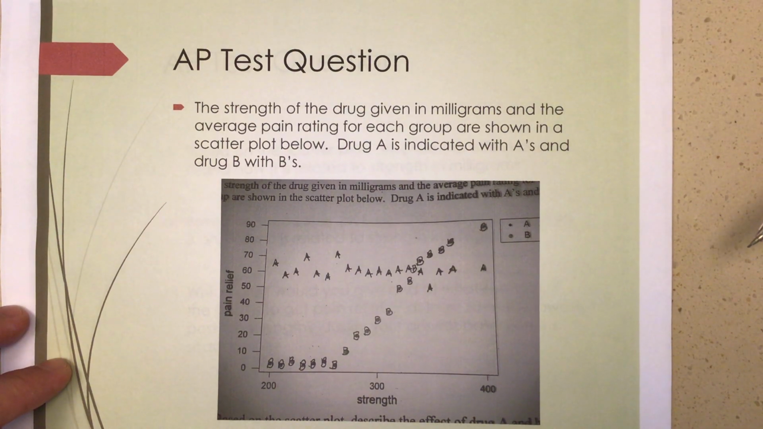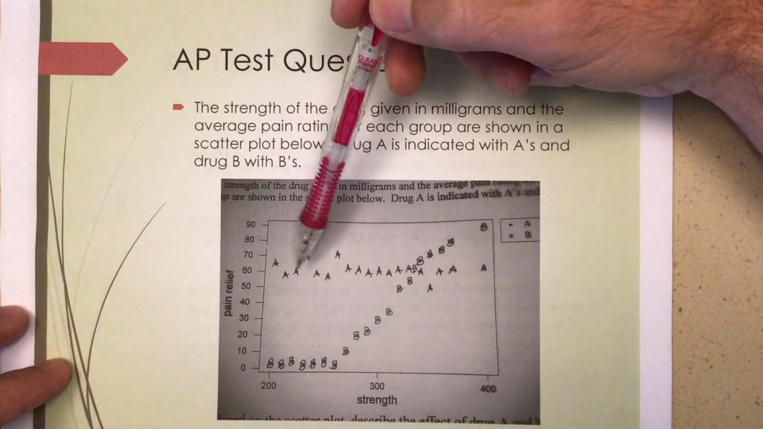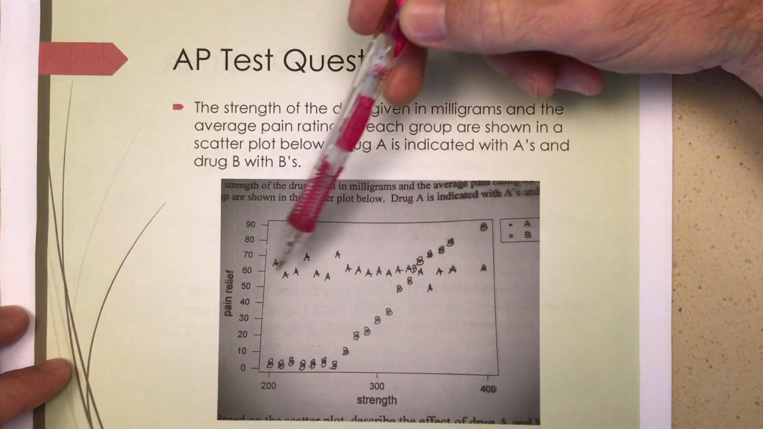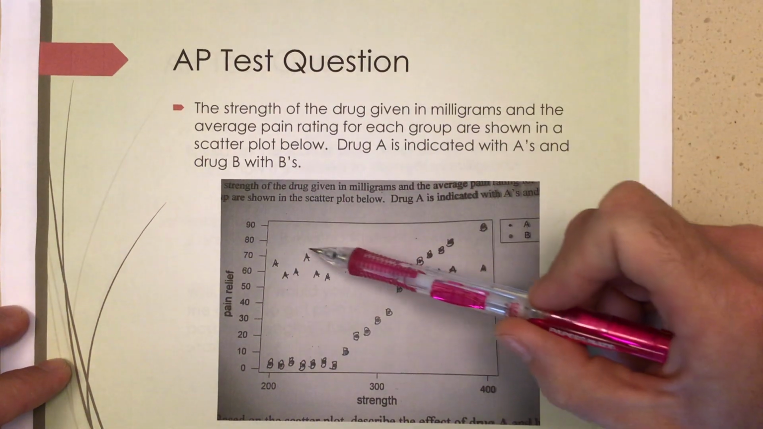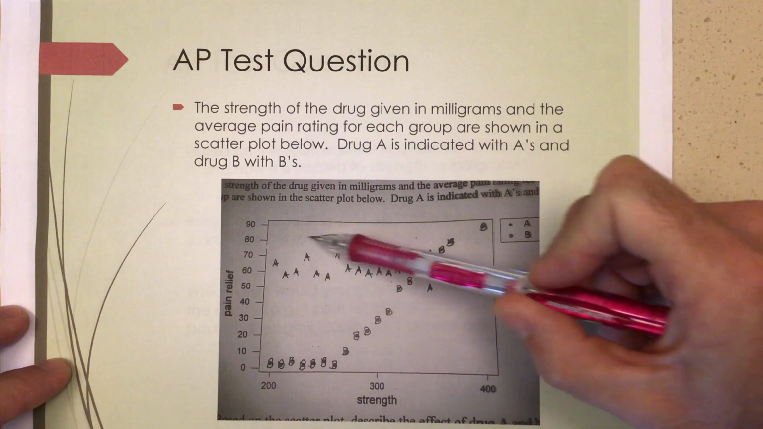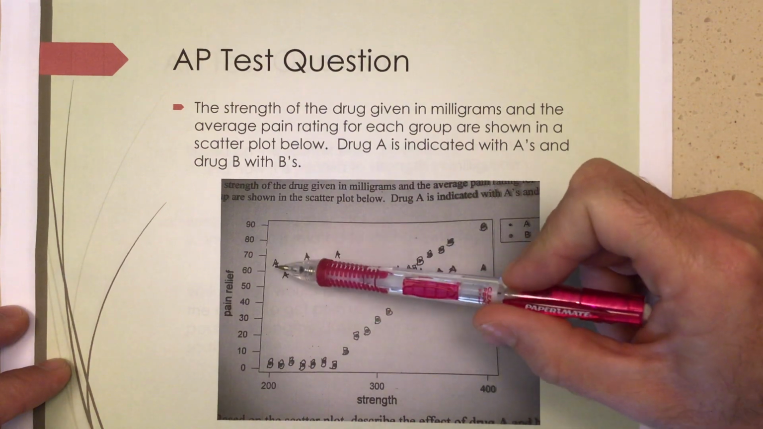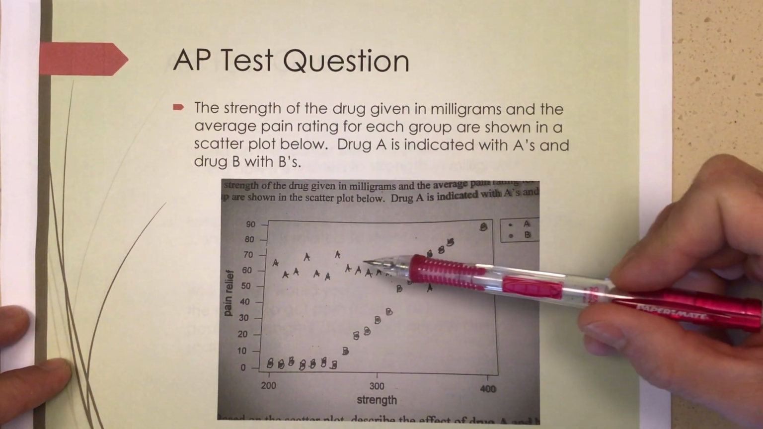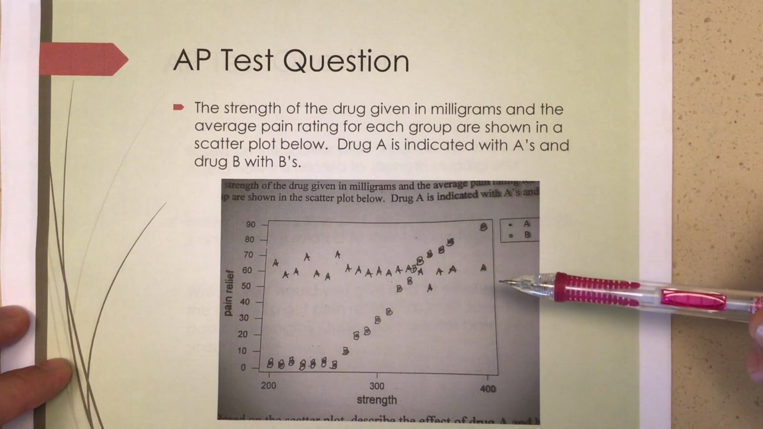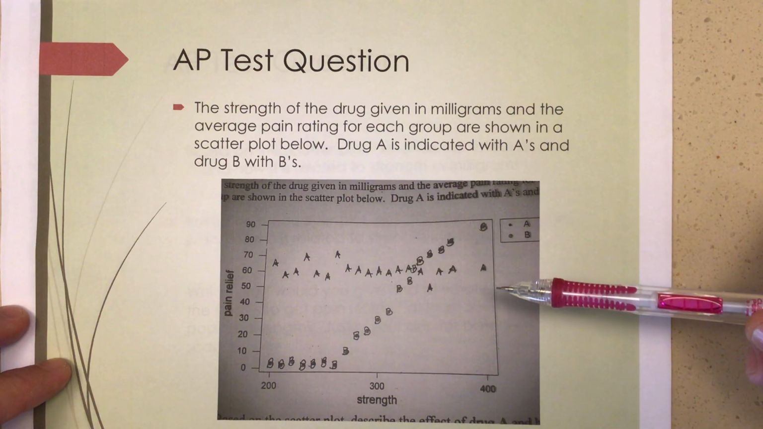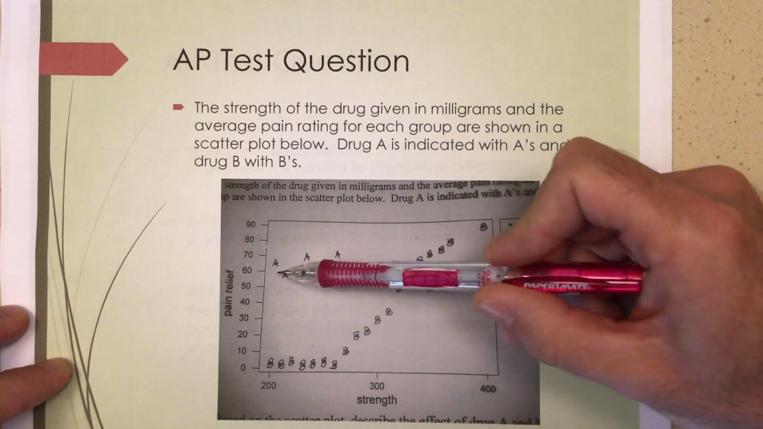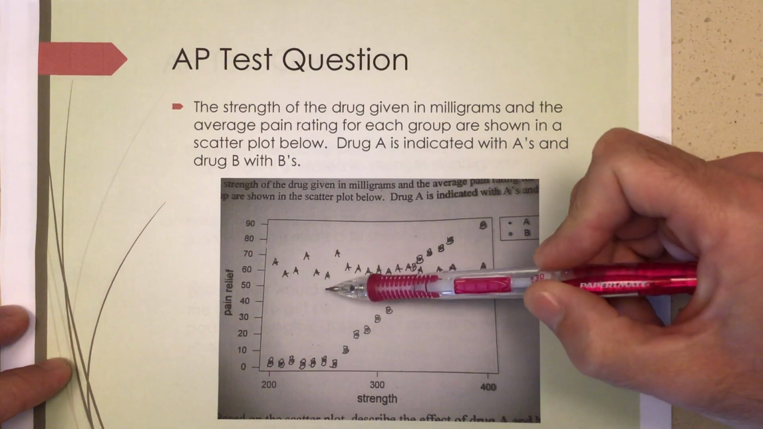Okay, what's the strength? It's fairly strong, but this is something you should notice. The lower part of the graph has more variation than the upper part of the graph. That's important to notice. If you didn't notice that, you would lose points on the AP exam. We have more variation on lower doses.